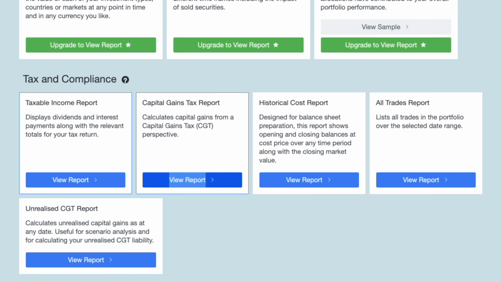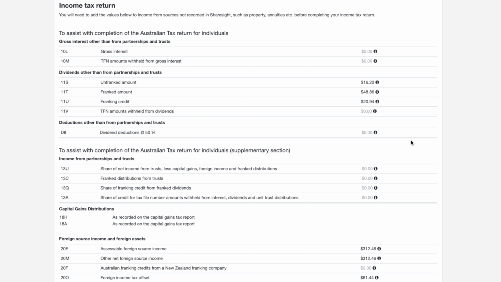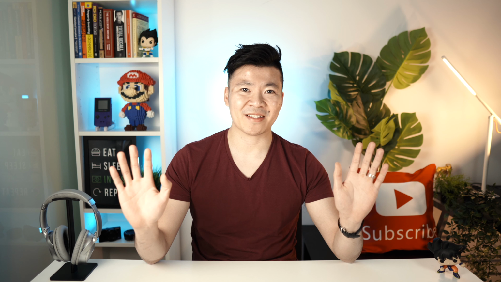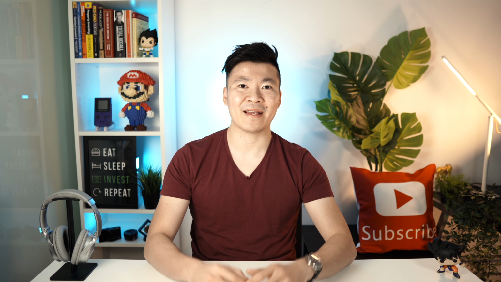The best thing about Sharesight is the reports you can run during tax time. The most relevant ones for stock investors during tax time are the taxable income report and capital gains tax report that you can run. Inside the report will be a list of all your transactions for the year, and you can type the numbers directly into your tax return or give it to your tax accountant to fill in for you.